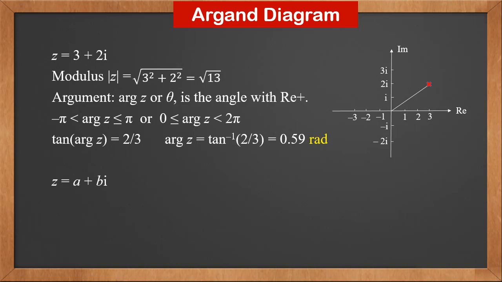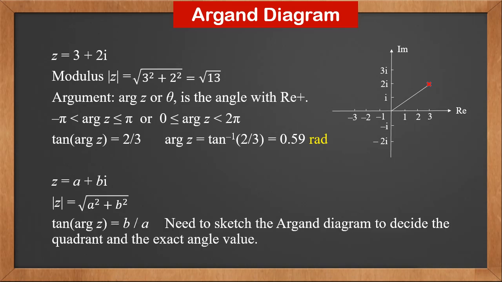For a general complex number z equal to a plus bi, its modulus is the root of a squared plus b squared. The tangent of its argument is b/a. When you try to find arg z, it's better to sketch the Argand diagram to decide its quadrant and the exact angle value.